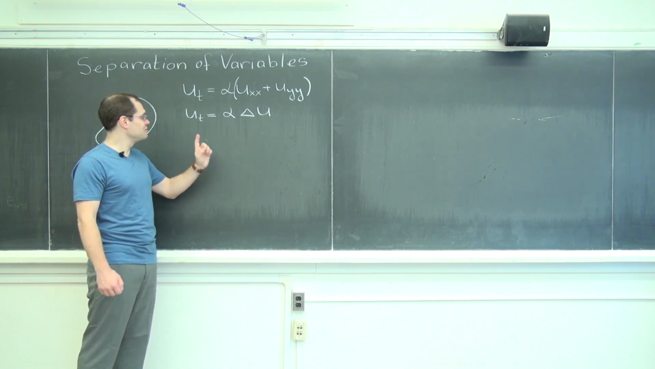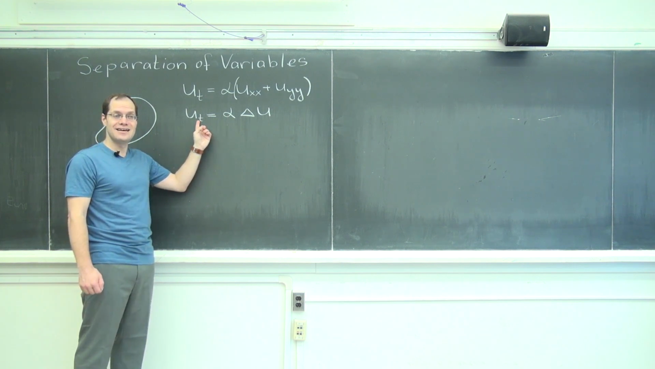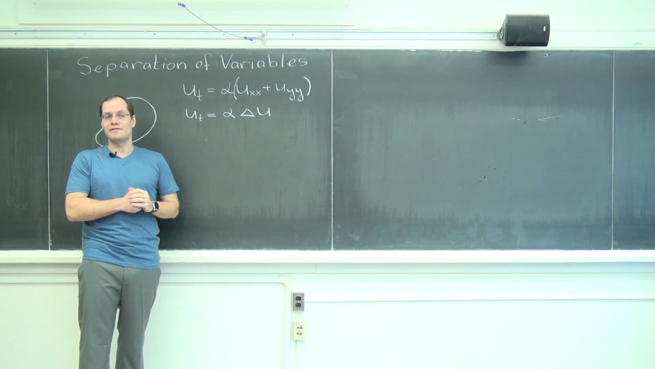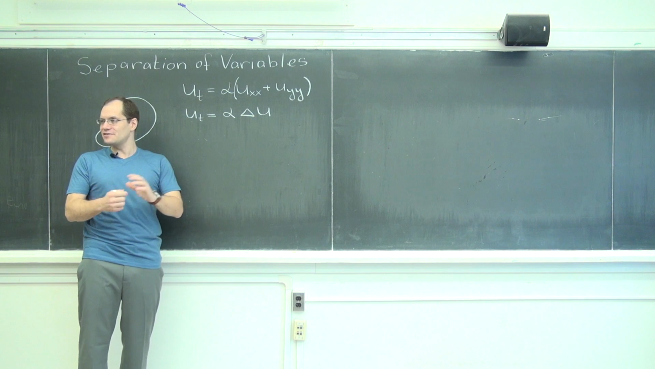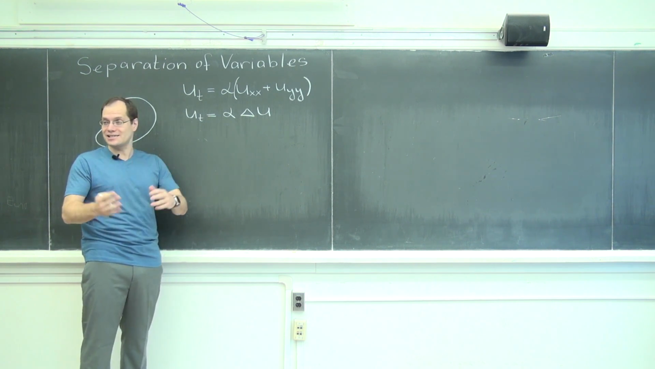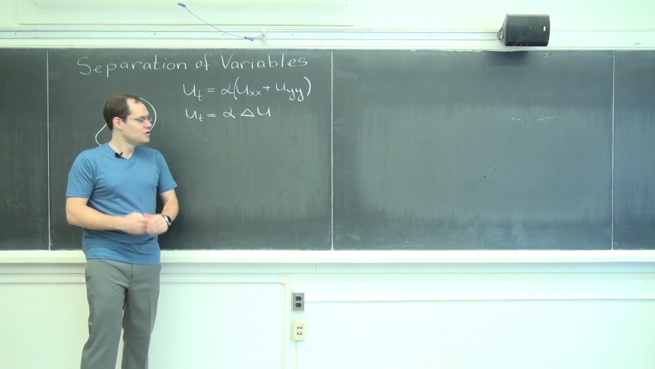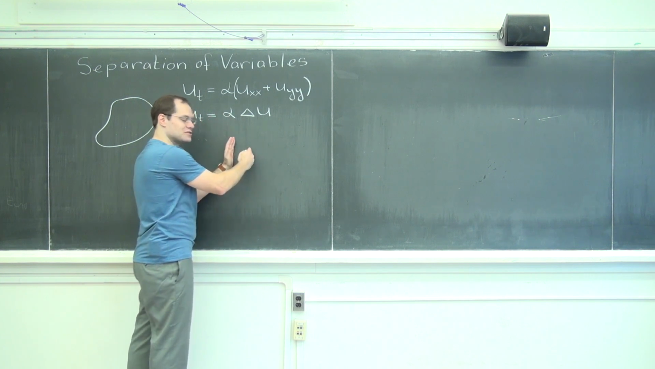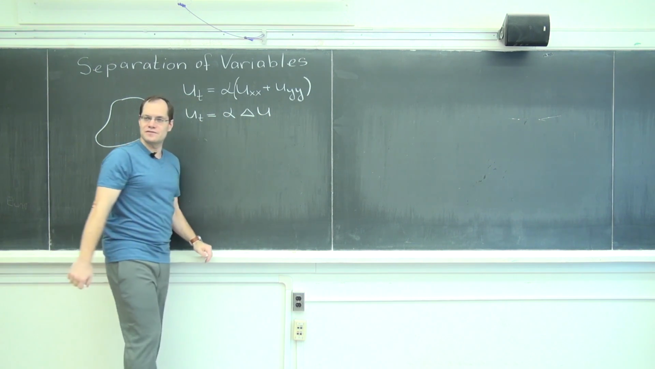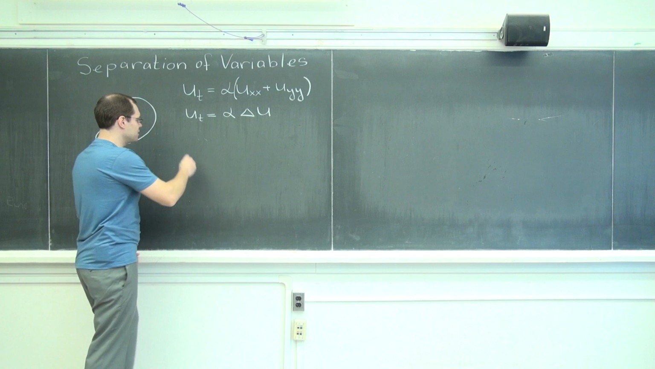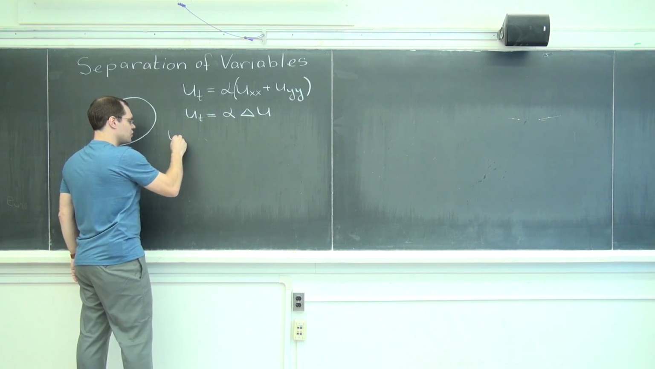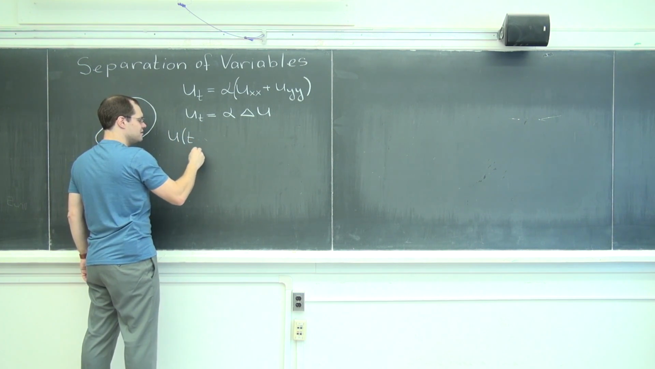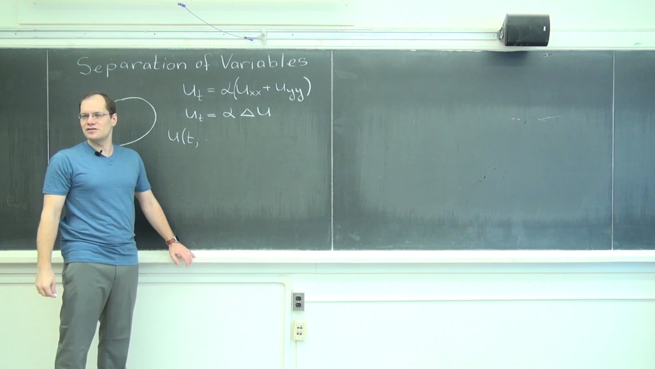Okay, so we're back here. We're looking for a solution. This is a function of t and the spatial variables. I'll denote them collectively by s, because I don't want to write x and y or r and theta. It'll be a product of a function of t and a function of the spatial variables. So here's what it will look like. U as a function of t and the spatial variables.